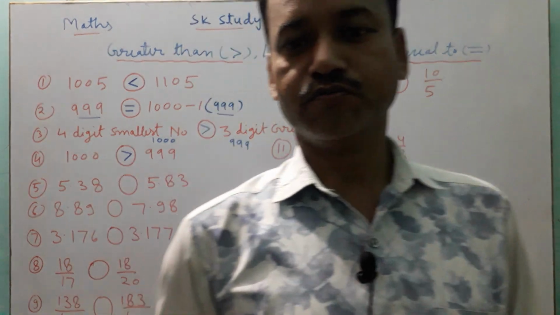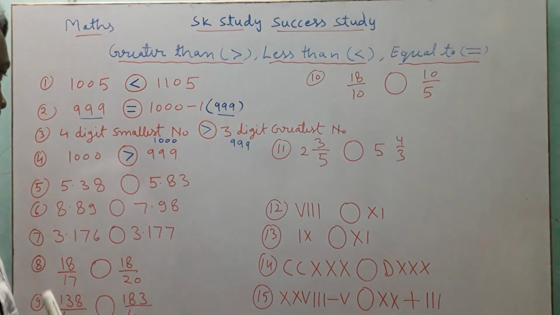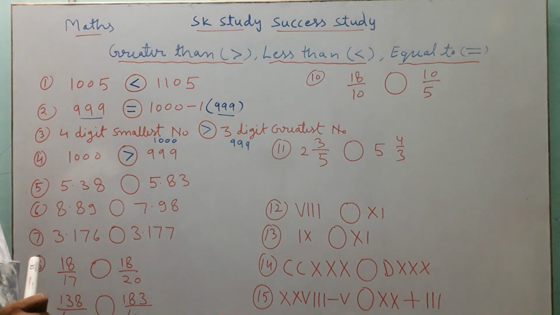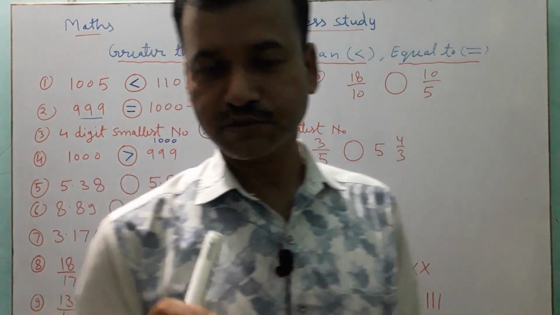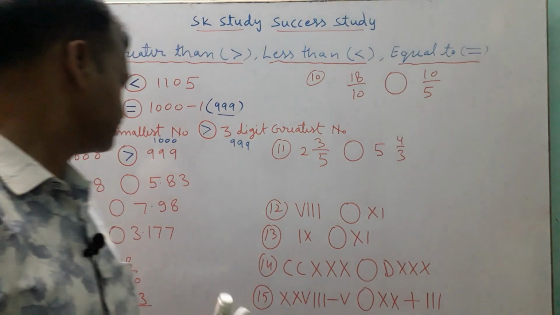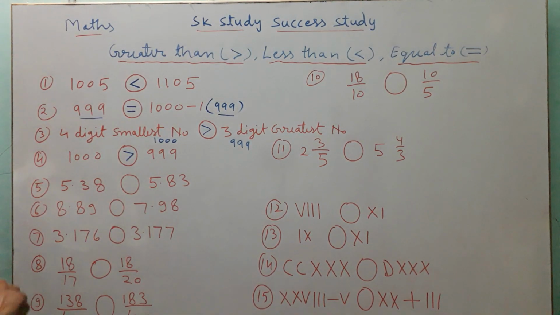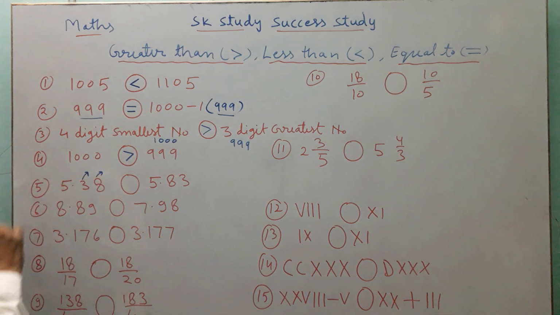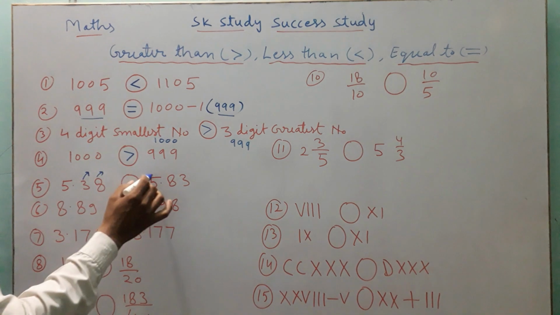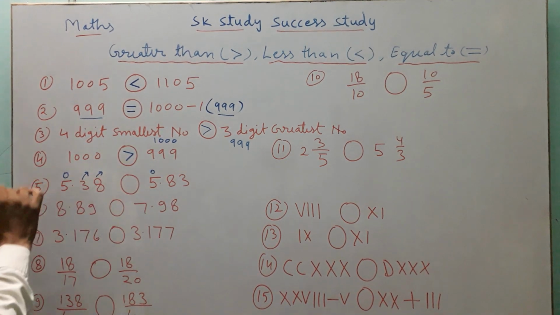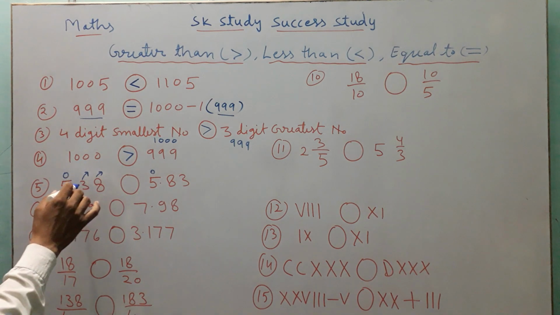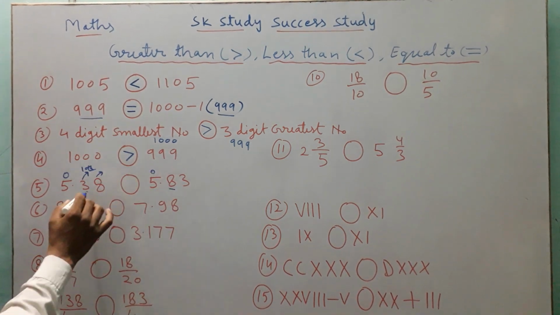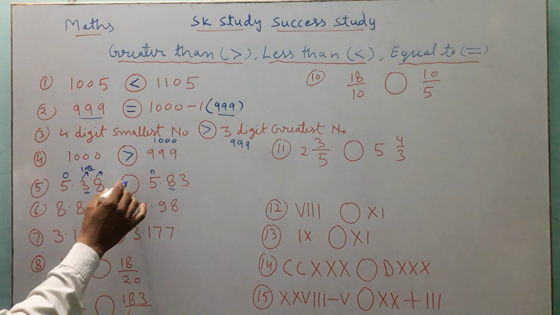Now we find the greater and smaller number between decimal numbers. This is 5.38 and 5.83. In decimal cases, we see the whole number before the decimal. This is 5, this is 5, both are equal. And then we see the tenth digit. After the point, these numbers are tenths and these are hundredths. Before the point is the ones place, ones place are equal, so we see the tenth place after the point, 3 and 8. 8 is greater, so this number is greater, like this.